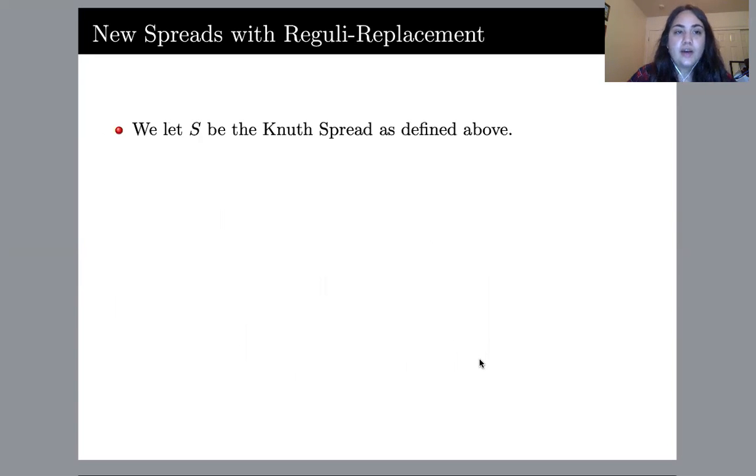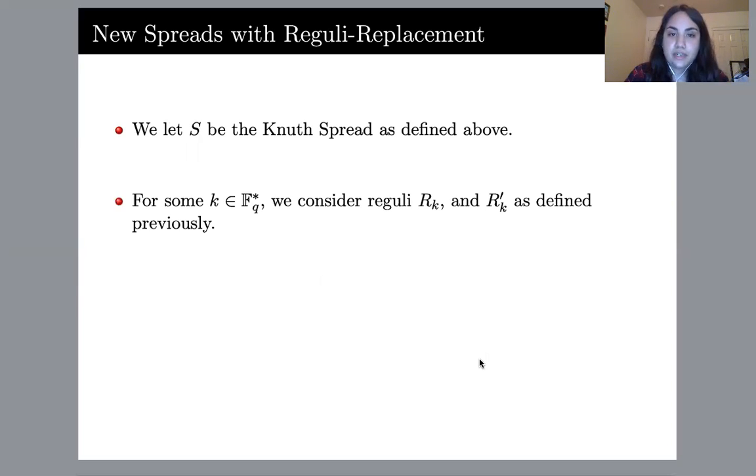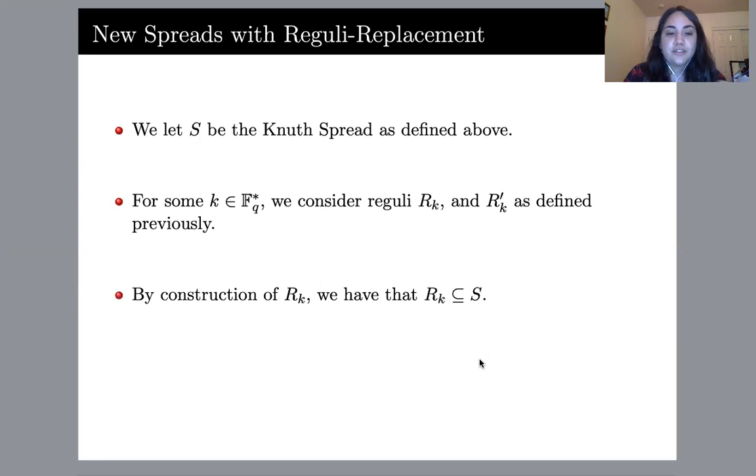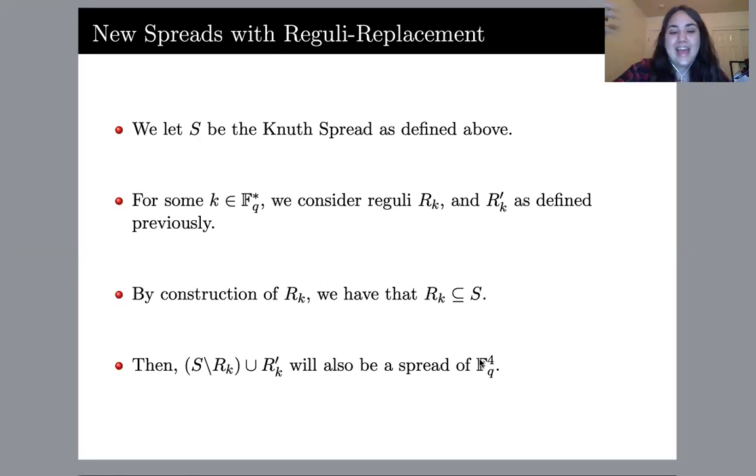Now let's construct our new spreads. We let S be the Knuth spread as defined above. For some k in the multiplicative group F_q*, we consider reguli R_k and R_k' as defined previously. Then by construction, we can see that R_k is actually a subset of S. If we take R_k out of S and replace it with its derived regulus R_k', that's also going to be a spread of F_q^4. And we're going to see that this is what happens if you do multiple regulus replacements.